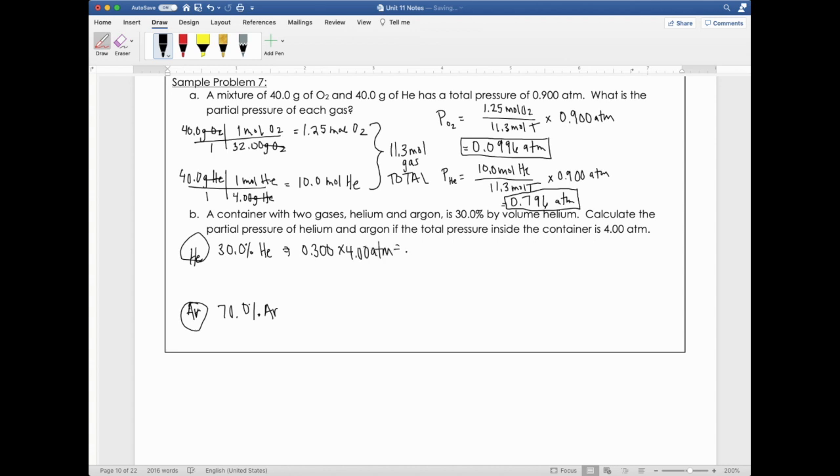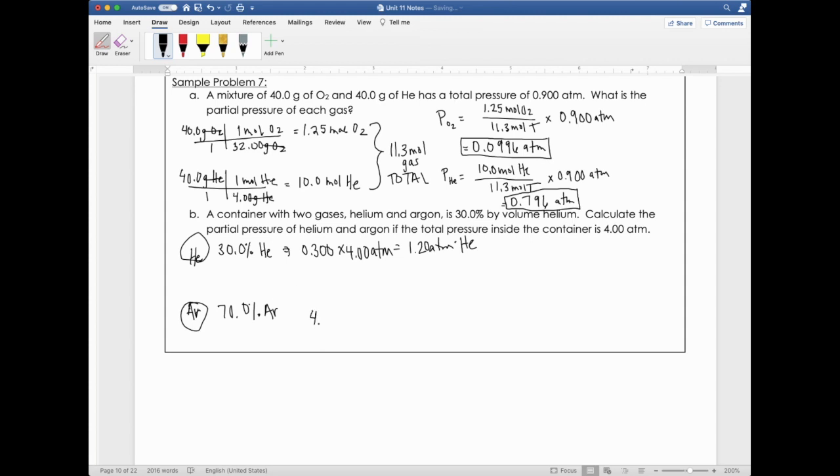And when I do that, I get 1.2 atmospheres. Let's tack another sig fig on there. So in this whole entire system, 1.2 atmospheres of that is helium gas. Again, you could figure out the pressure of just argon by subtracting from that. Let's go ahead and just double check.